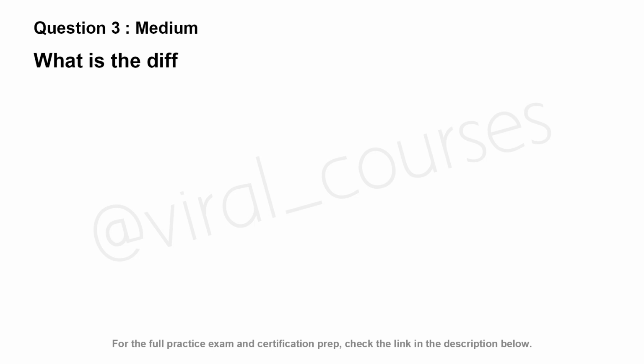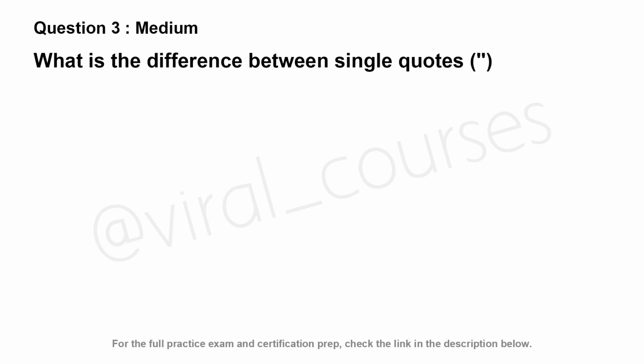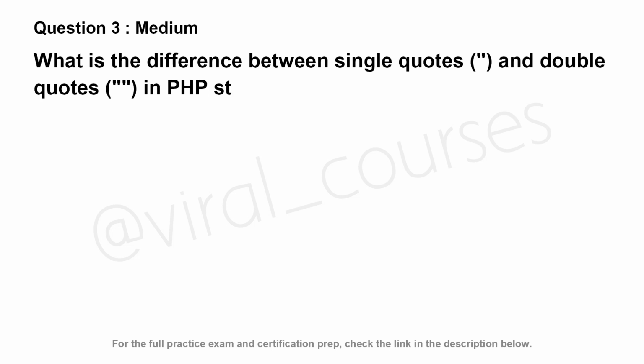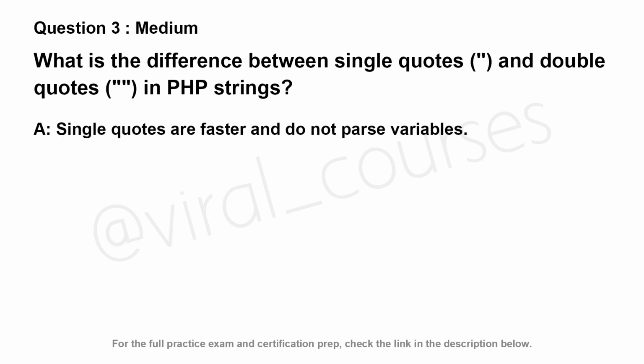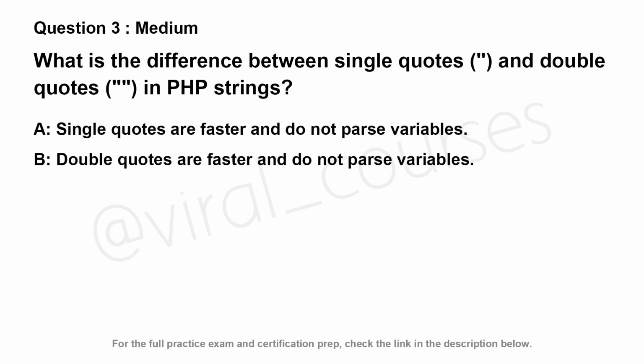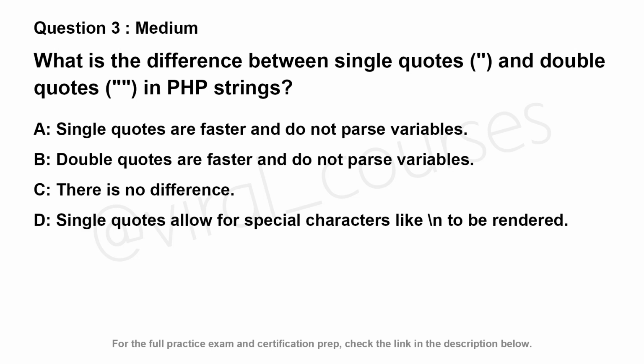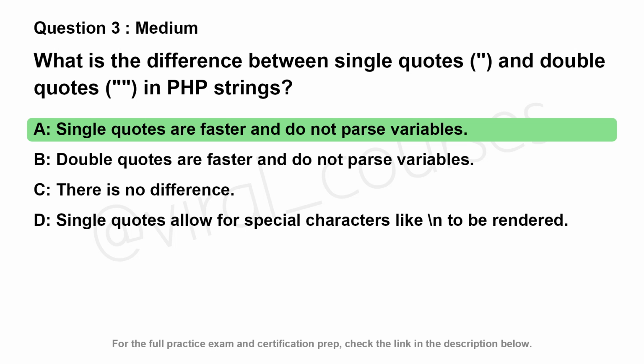What is the difference between single quotes and double quotes in PHP strings? Option A, single quotes are faster and do not parse variables. Option B, double quotes are faster and do not parse variables. Option C, there is no difference. Option D, single quotes allow for special characters like \n to be rendered. The correct answer is A.